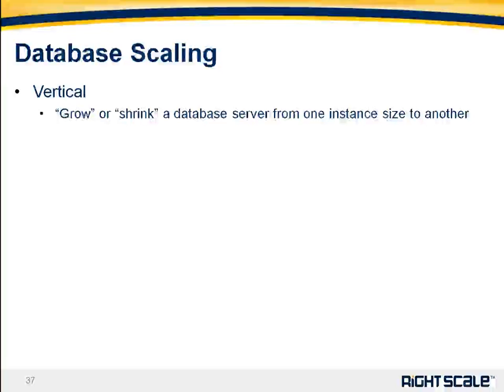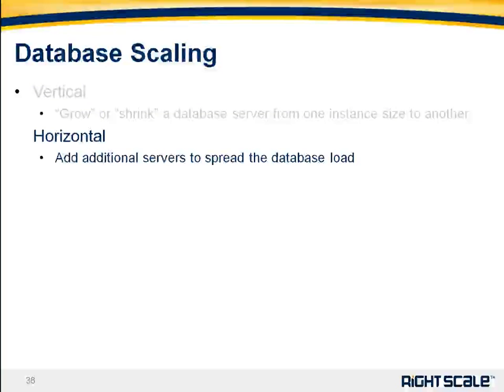Vertical is basically to grow or shrink. Obviously, we hope you're growing. That means things are going well. Grow or shrink your database server from one instance size to another. And RightScale has the tools in the platform that allow you to do that. If this M1 large turns out not to be sufficient, we have the tools that allow you to grow that to an M1 extra large, or an M2 double XL, or whatever instance size you may need with virtually no downtime. The other is horizontal, and that's where you add additional servers to help spread that database load. And we'll talk about both of these here.